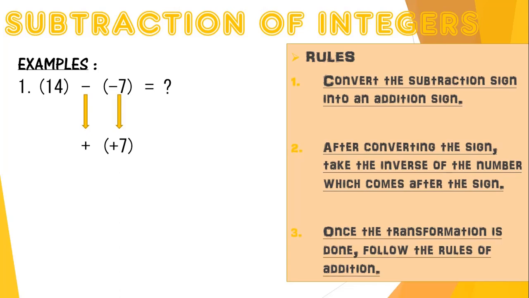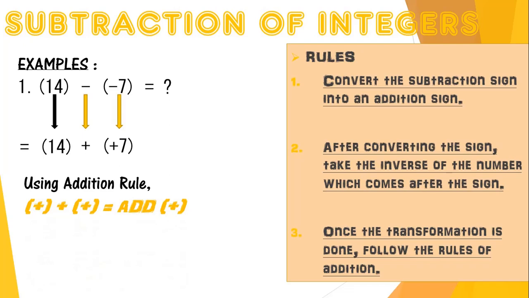Next step is once the transformation is done, follow the rules of addition. As we have done all the necessary transformations, we'll take the previous number as it is, and now we have to apply addition rule of integers. As you can see here, after doing necessary transformation, the equation we have is 14 plus 7. So both the numbers are positive. So using addition rule for both numbers positive, we have to add and give plus sign to the answer. So after adding 14 and 7, we get answer as 21, and we have to give sign plus to the answer, or you can simply write as 21.